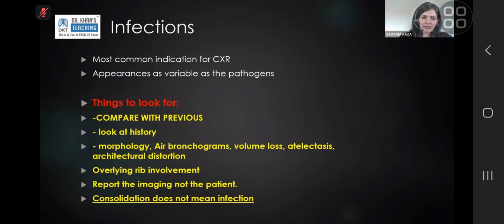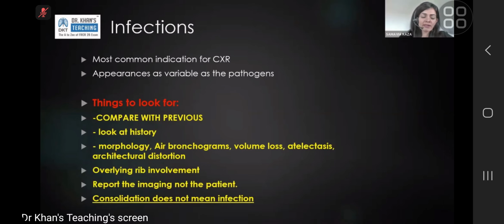Coming back to infections, chest X-ray is the most commonly requested imaging technique anywhere in the world, and the most common indication for that is consolidation. Most ED departments request a chest X-ray on any patient that walks in.